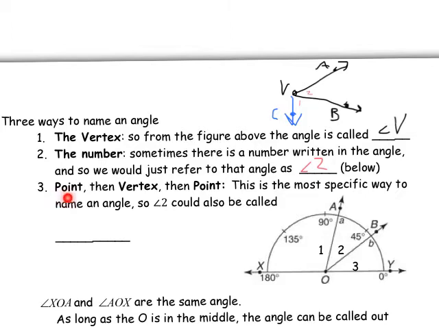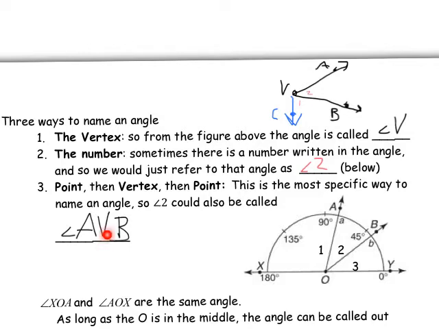Then there's this way: point, vertex, and point. This is what we use if we don't have little numbers here and we don't know how to specify. So let's say I want to talk about the angle that has the two sides that are black here. How could I name this angle? Well, I could do a point from one ray, the vertex, and then a point from another ray. So angle 2 could also be called angle AVB.